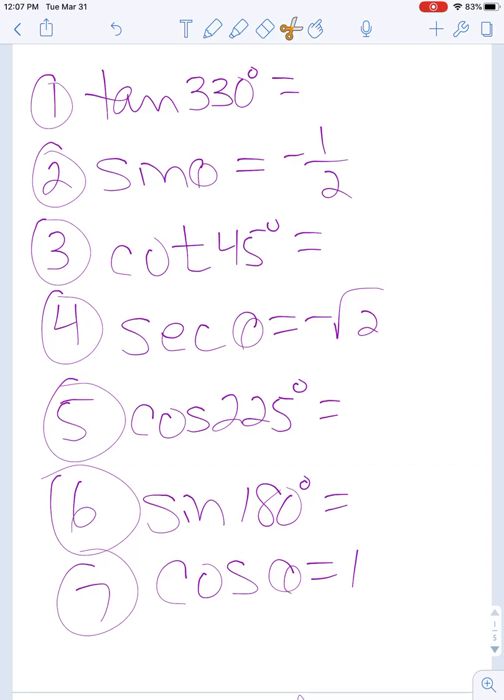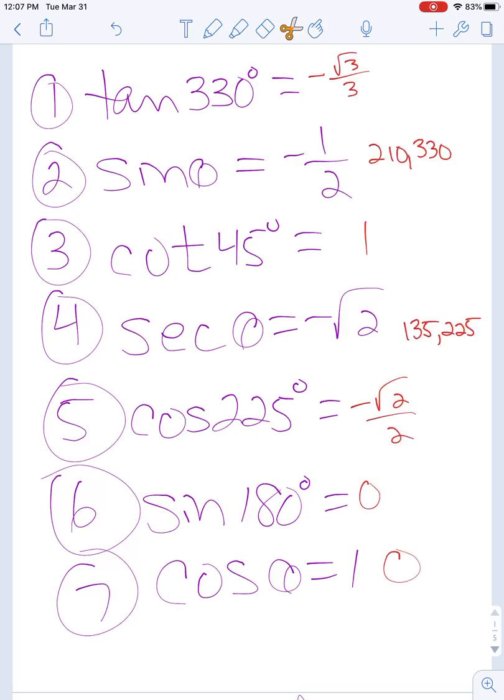Okay, welcome back. Here are your answers. Check your answers, see how you did. Do them again if you need to. Again, on numbers 2, 4, and 7, you're finding the angle, and all the other ones you're finding the ratio.